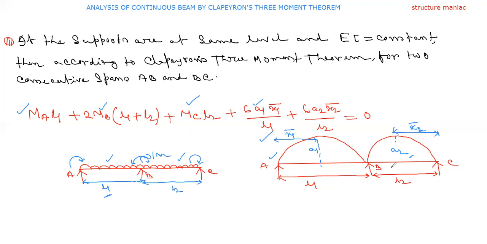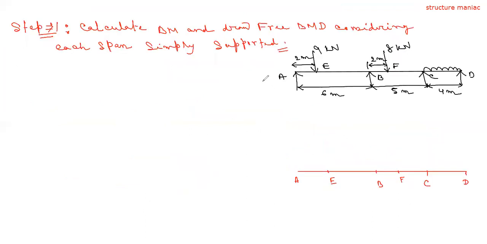So for our problem, we will proceed step by step. What was our first step? Our first step was considering each span simply supported. If you want to apply Clapeyron's three moment theorem, you first have to consider each span as simply supported. Then we need to calculate the bending moments and draw the free bending moment diagram for this continuous beam, which we can easily do if we consider each span simply supported.